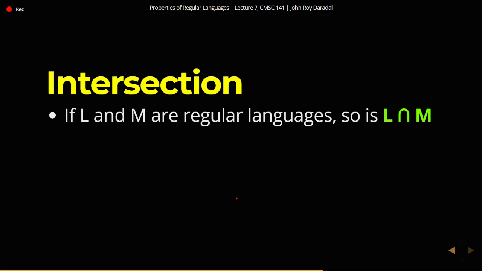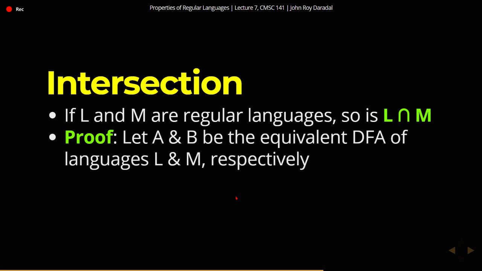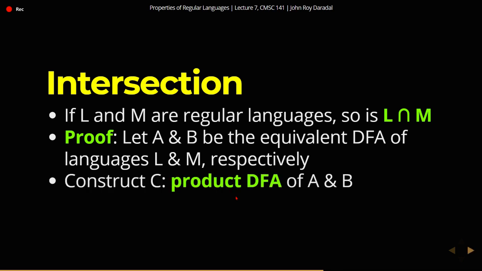So if the two given languages, L and M, are regular languages, then their intersection, L intersection M, is also a regular language. And for the proof, we will use their DFAs. We'll call the DFA of L and M A and B respectively. And what we'll do is we'll construct the product DFA of A and B. So we'll go back to the concept of product DFAs again.